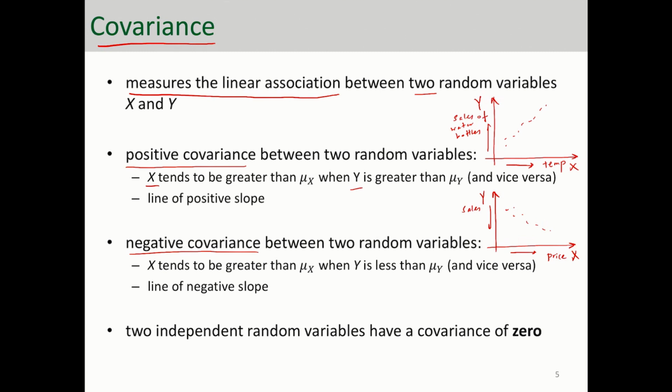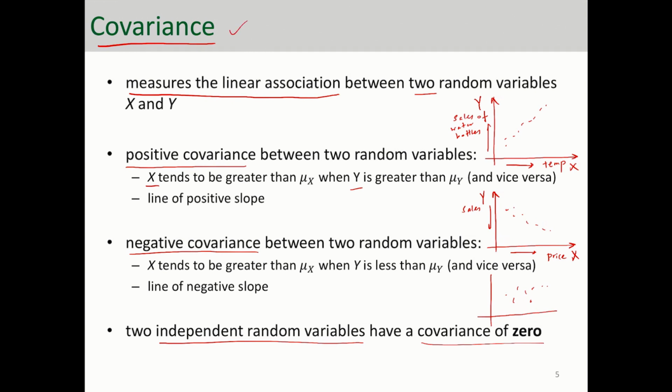And then we have independent random variables, which typically have a covariance of 0, or very close to 0, which means you basically see no pattern in the relationship between those two. This is a very good way to figure out if two random variables are independent or not.